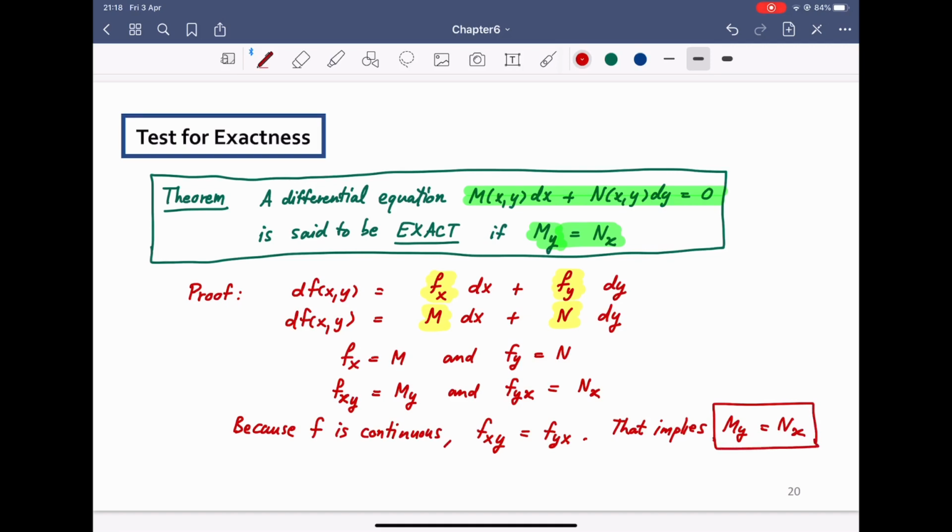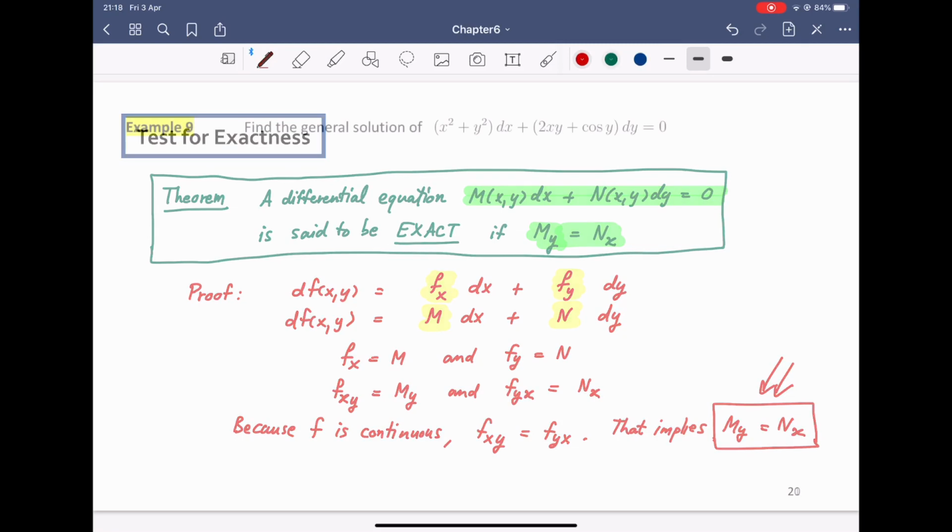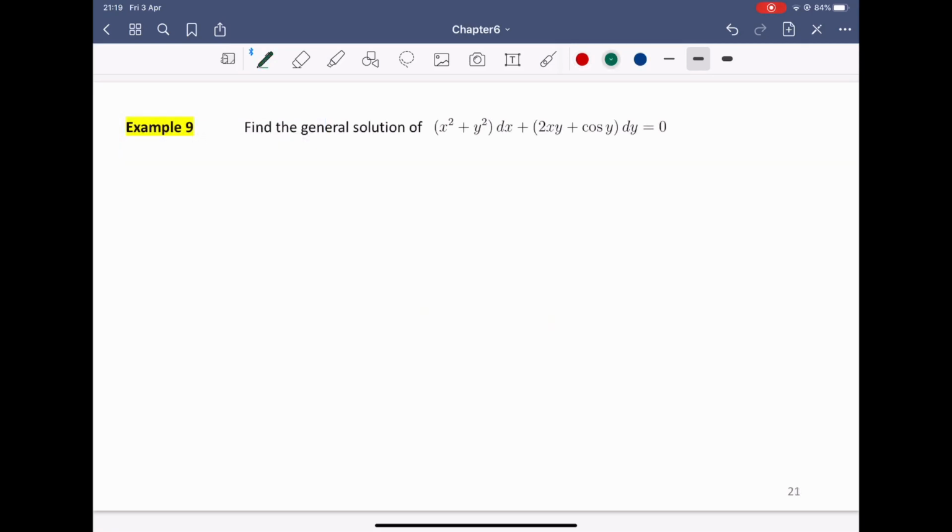And this is super powerful because when we do the examples, we can check the exactness of a differential equation by just checking this condition. Alright, let's do some examples. Find the general solution of these differential equations. First of all, I will let my M(x,y) be x squared plus y squared, and then I will let my N(x,y) be 2xy plus cosine y.